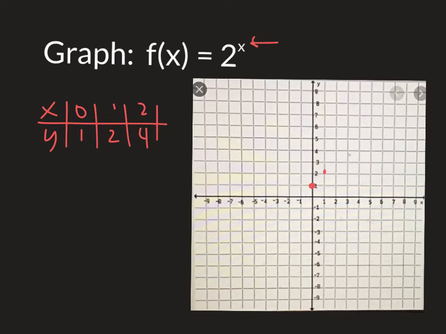(1, 2), (2, 4). Let's put a negative in there. If we put a negative, it flips it, remember? So it makes it 1/2: (negative 1, 1/2).